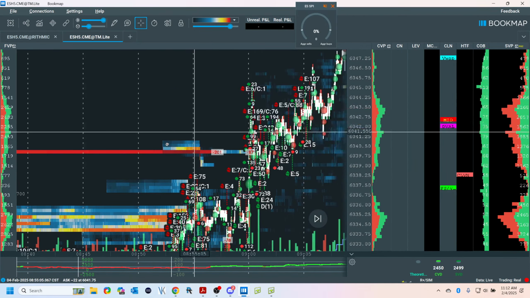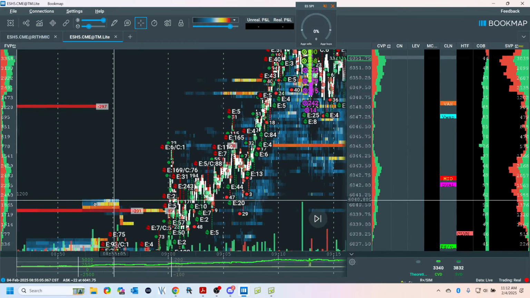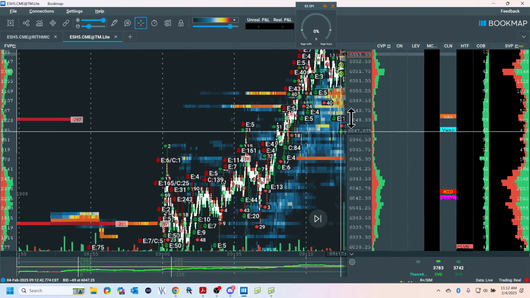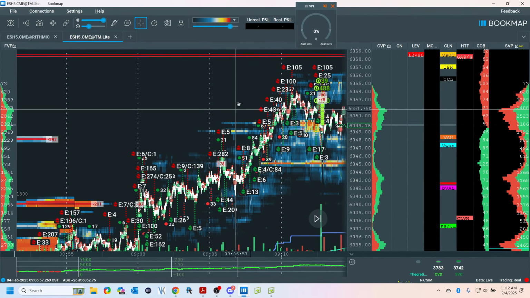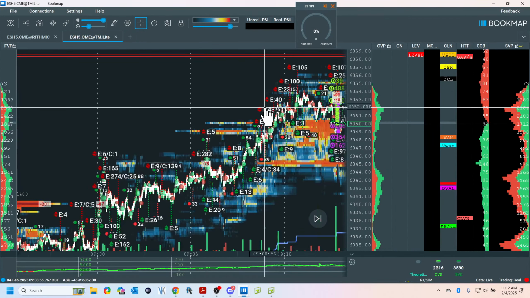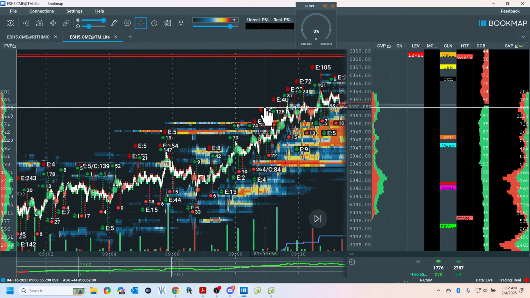I'm going to try to run through this, and then I'm going to try to get to real time, and then we can navigate. So how do you manage your trade here?